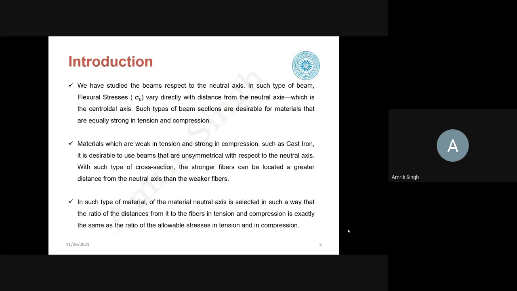So we have studied the beams with respect to the neutral axis. In the symmetrical type of beams, we make use of the bending equation, that is sigma b upon y is equal to M upon I is equal to E upon R. So this we have derived for the symmetrical bending case. So we calculate the flexural stress sigma b, and it varies directly.